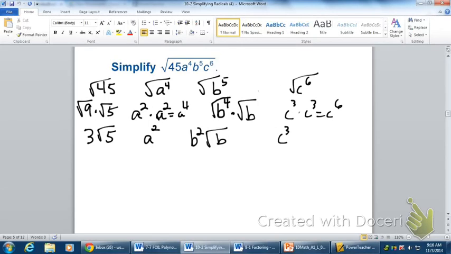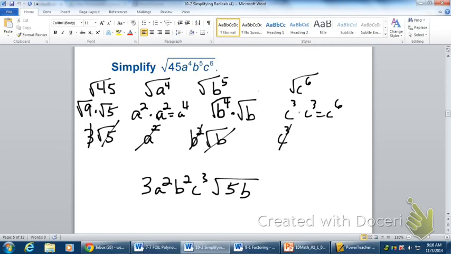Now, lastly, I'm going to combine all my simplified terms together. All I'm going to do is just match them up. So, I got a 3. I got an a squared, that's on the outside. I got a b squared, that's on the outside. And then I have a c to the 3rd, that's on the outside. What's left inside? The 5 and the b. The 5 and the b. Got it. I understand now. Okay?